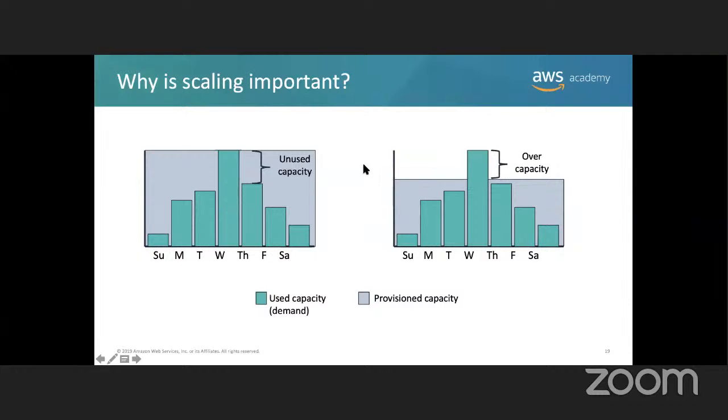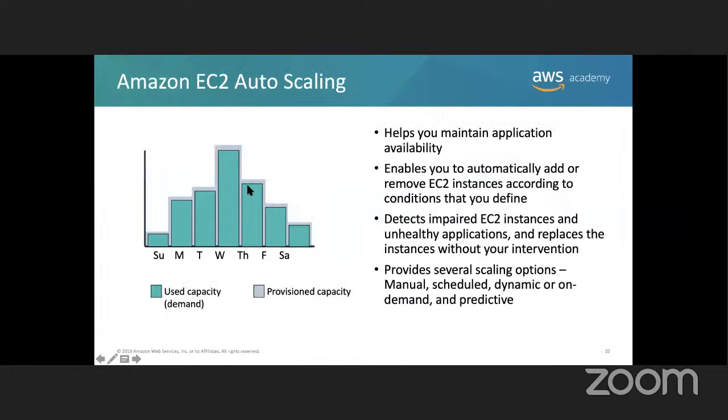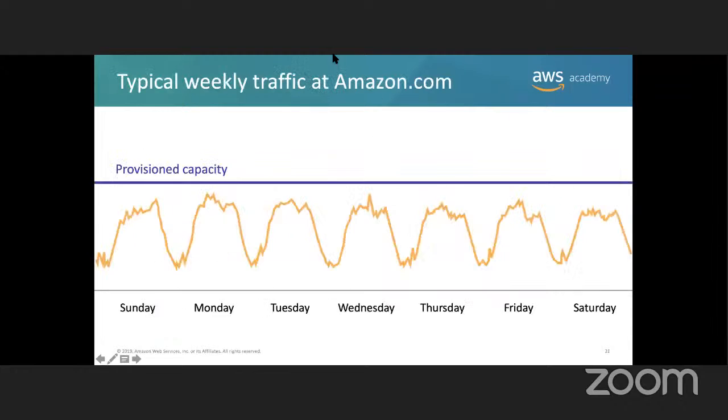Okay, so what we want is this. This is what we want. So the green one is the used capacity, and what is provisioned is the gray one. Okay, so we have something that varies here based on the needs and demand, and that's how you can do this. Okay, that's the benefits of auto scaling. So it helps you maintain application availability, enables you to automatically add or remove EC2 instances according to conditions that you define. You detect, just give me 1 second, guys.